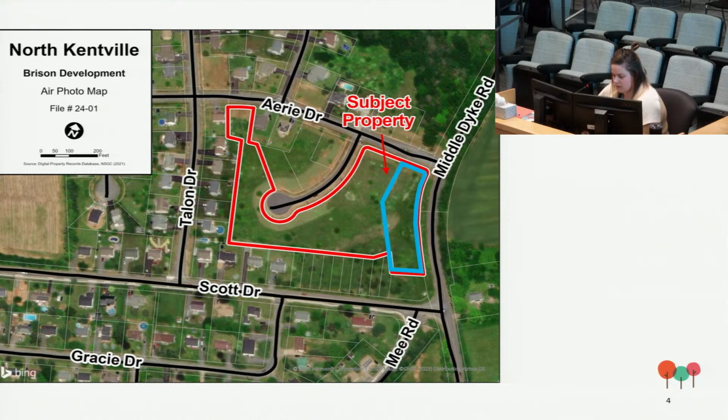The area proposed to be rezoned has approximately 400 feet of road frontage to Middle Dyke Road. The site is located in an established residential area which is sandwiched between agricultural areas, which can be seen on the left and right hand sides of the image. Middle Dyke Road is also the eastern boundary of the North Kentville Growth Centre. I will note that this image is slightly outdated in that we do have semi-detached dwellings constructed to the south of the site in this area here.